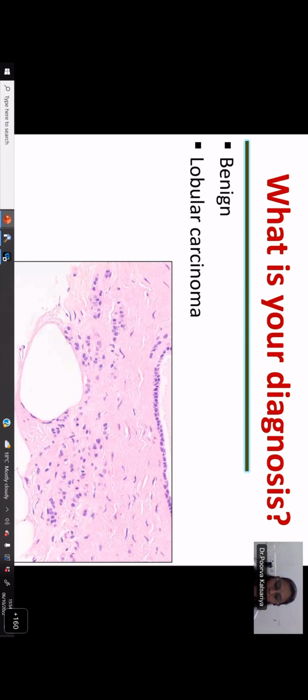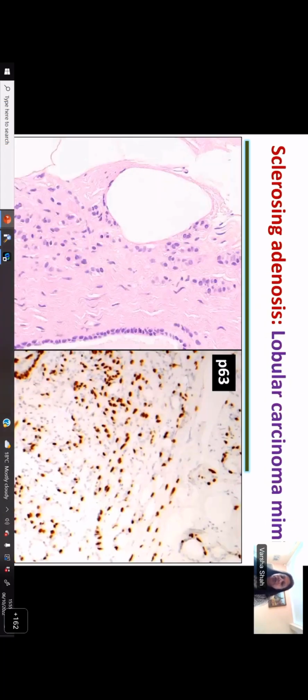It seems the students have equal votes for benign and lobular carcinoma. Yes, which I had expected. In fact, this particular case was reported by another pathologist as invasive lobular carcinoma. And you can see why it was reported as invasive lobular carcinoma. It looks like that. But you have to see the entire lesion properly.